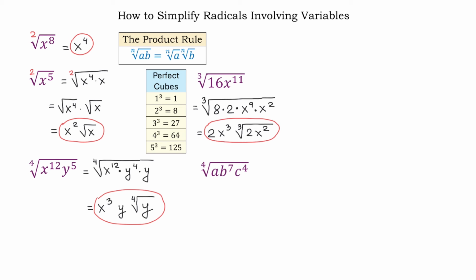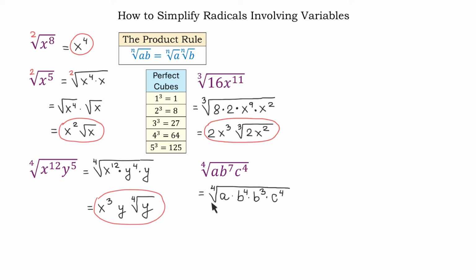The next expression is the fourth root of a b to the 7th power c to the 4th. In this expression, a has exponent 1 and it will always stay inside. 7 does not divide by 4, therefore we will write b to the 7th power as b to the 4th power times b cubed. Then we will keep c to the 4th power as it is. And now these two have exponents that divide by 4, but a and b cubed will stay inside.